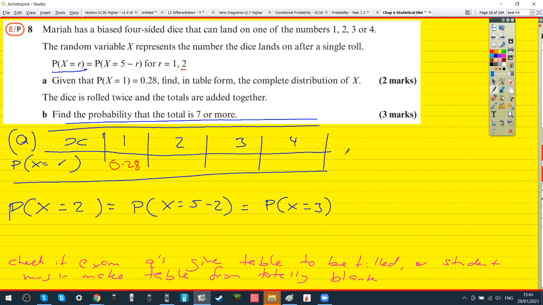Okay. Do that again, but for 1. It'll give me 5 minus 1, so X equals 1 is equal to X equals 4. So that means we put 0.28 for 4. And then do we do 1 minus 0.56 and then divide that answer by 2 to get what 2 and 3 are? That's it. So 2 and 3 are both 0.22.